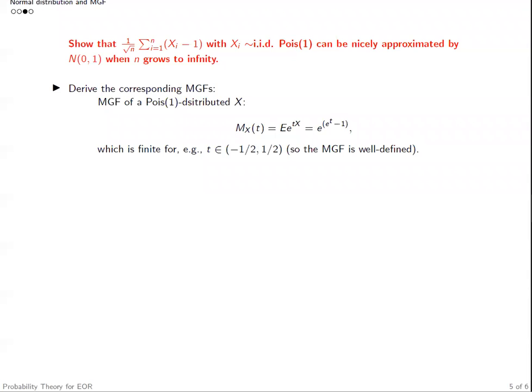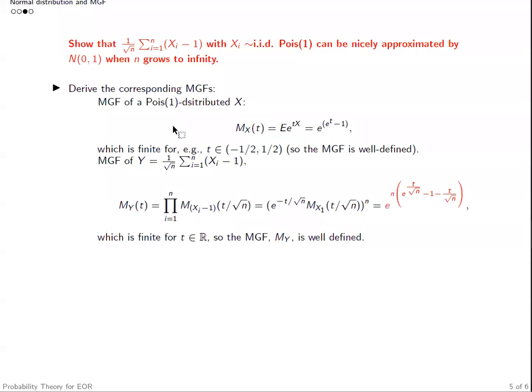Now next we're going to work with a summation of x_i's, but also rescaled, shifted by the constant 1 and divided by the square root of n. So what is the moment generating function of Y here?